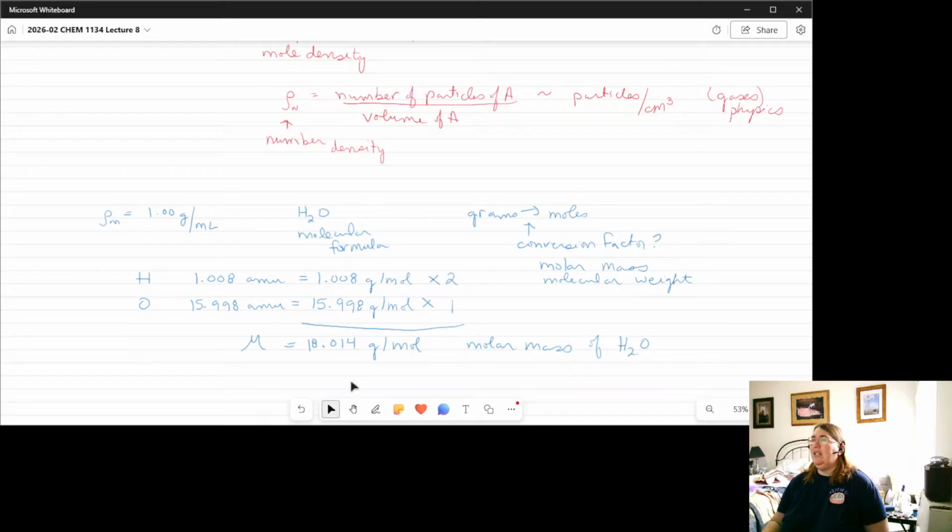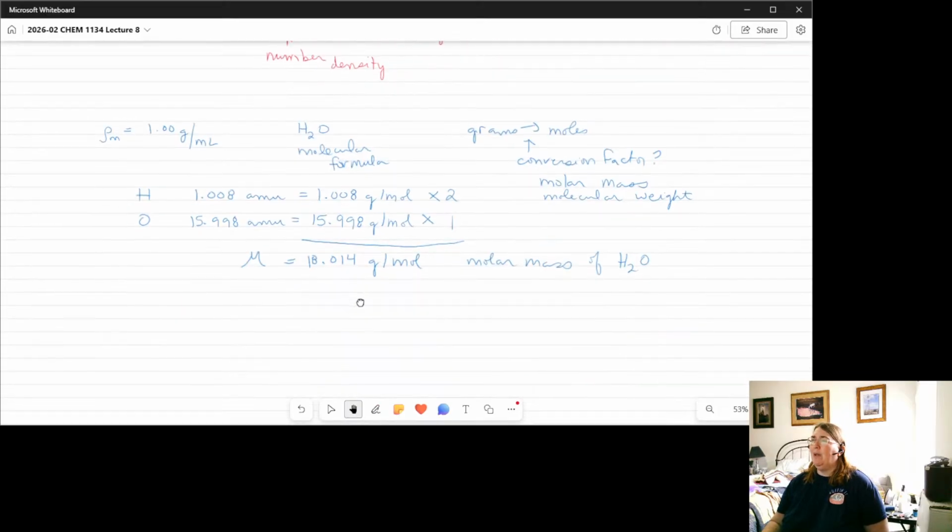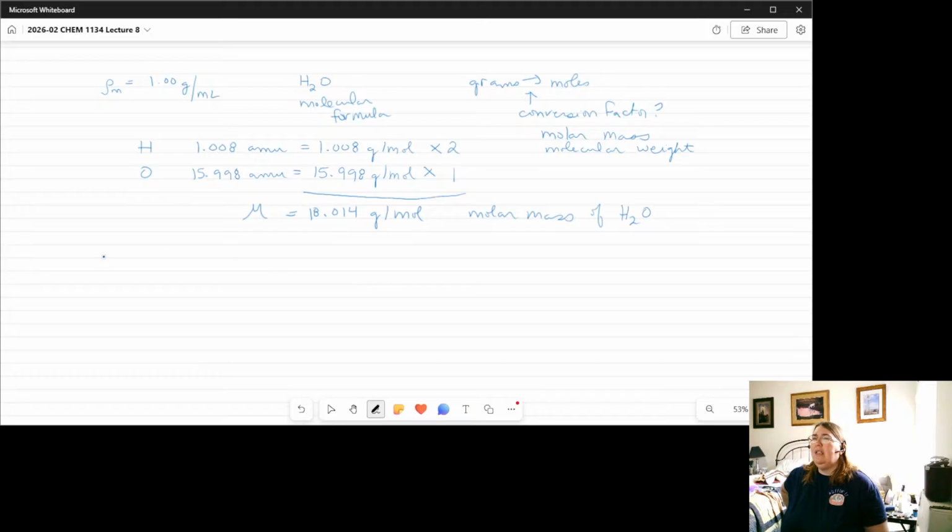And because each compound has a different molar mass, you'll usually see this written when you're working on it. You can write this as: the molar mass of water is 18.014 grams per mole.